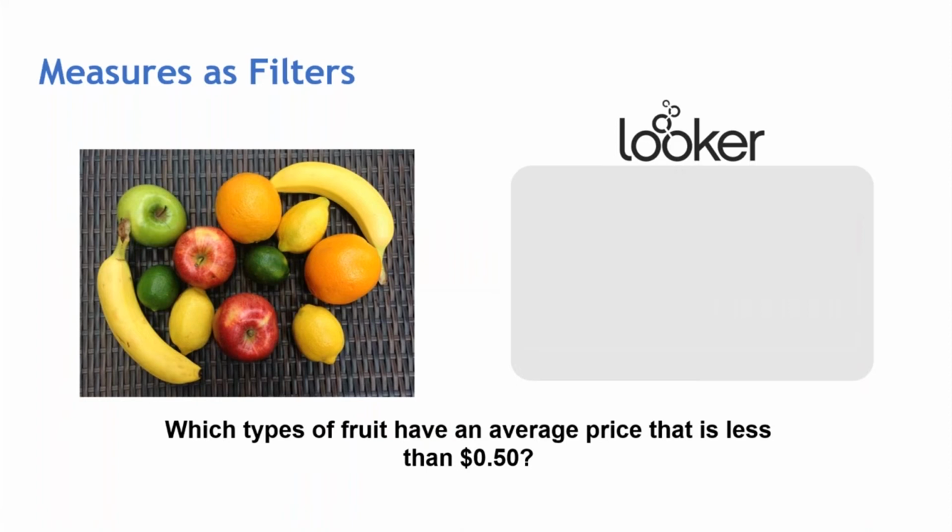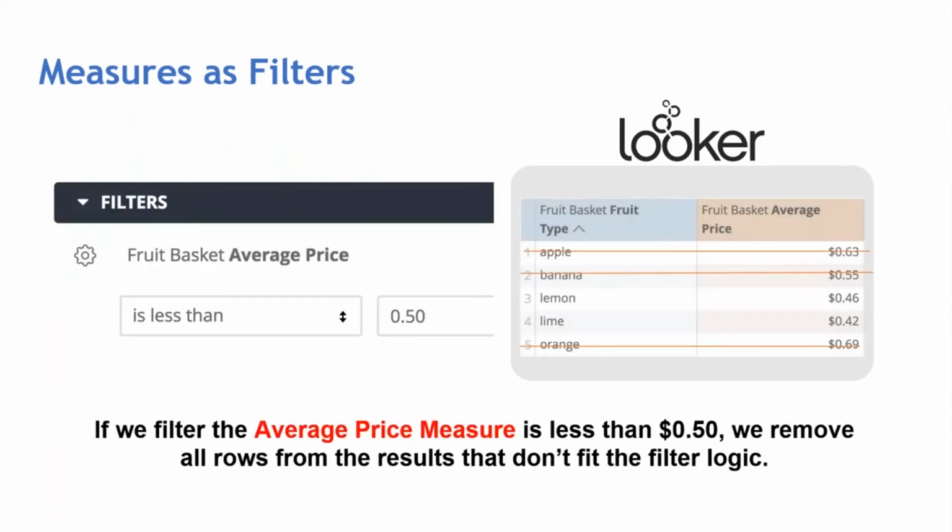So which type of fruit has an average price that is less than 0.50? Some of the columns are auto-generated, and average price is one of them, and we say is less than. As I said earlier, we have different kinds of filter options. Is less than is one of them. So we'll have is less than, is greater than, is equal to, is less than or equal to, is greater than or equal to. This is the same as how we write SQL queries.